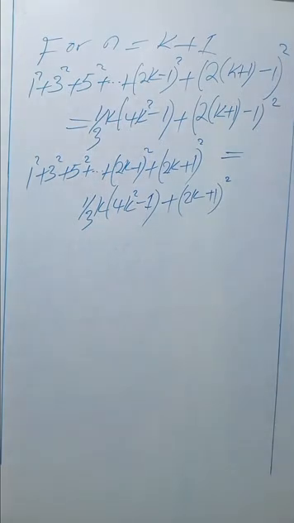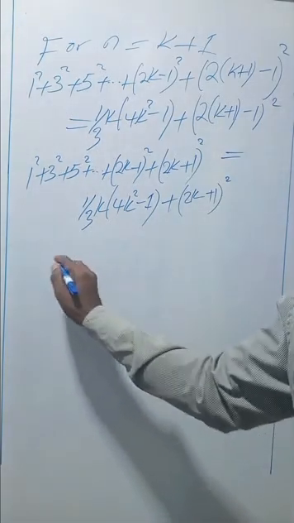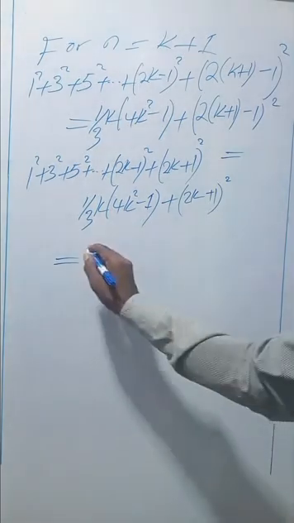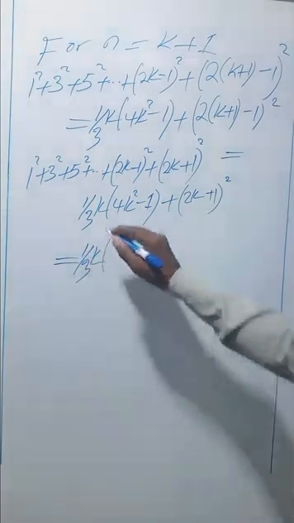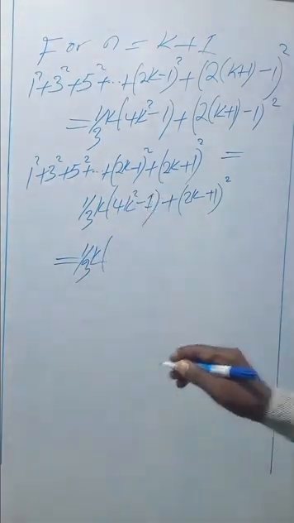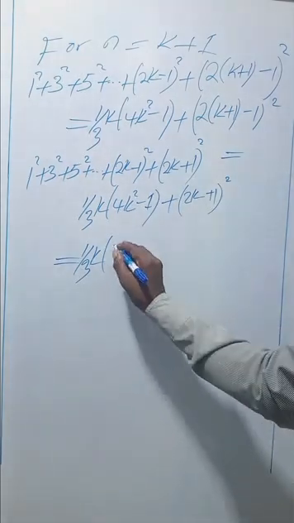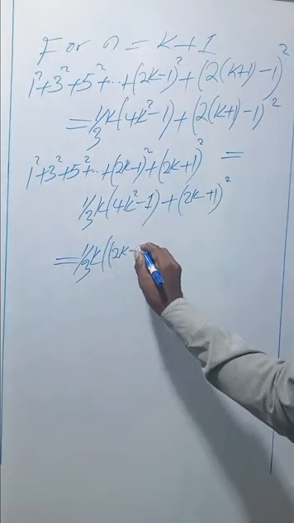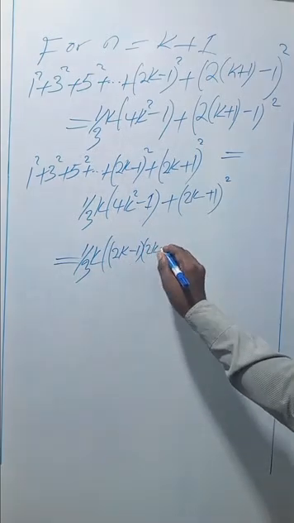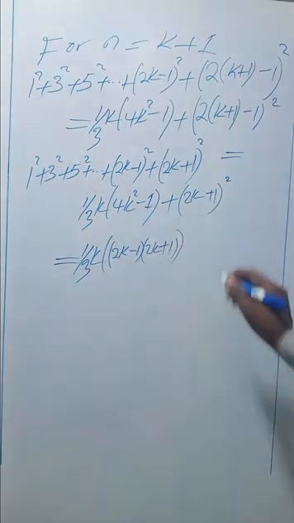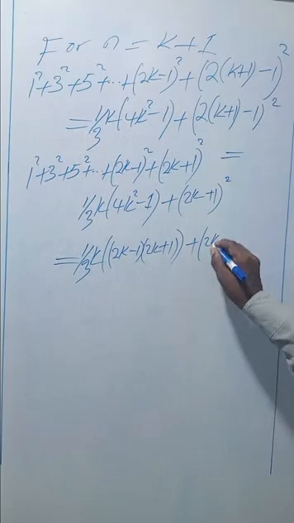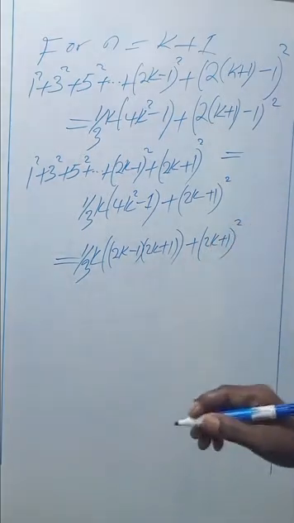Okay, now due to space and time, let's deal with the right hand side because the left hand side is not going to change at this stage. So let's carry on with the right hand side. Here we shall have 1 over 3 k, and 4k squared minus 1 is the difference of 2 squares, which will give us (2k minus 1) then (2k plus 1). Then plus we have again (2k plus 1) squared.